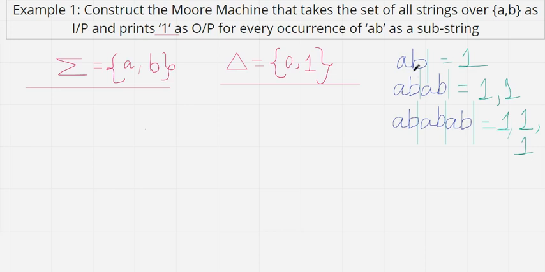Apart from that, they have told us that the machine takes the set of all strings. So before and after that you can have output as well. That depends on how you are encountering it, but output 1 will always be printed on the occurrence of ab as a final substring. That you have to keep in mind. So let us check how to draw the diagram.